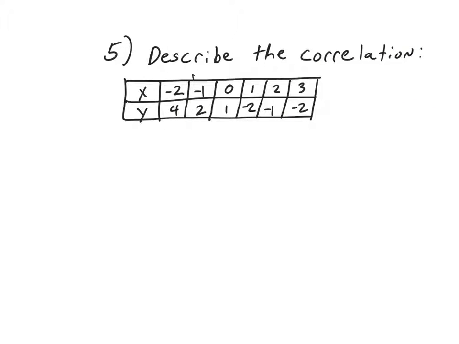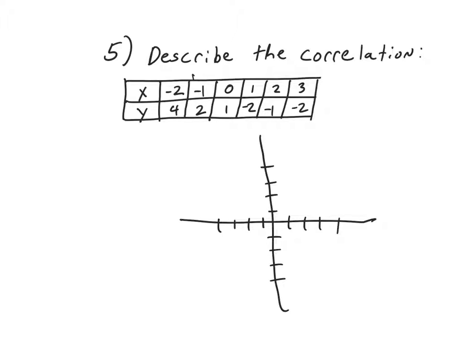On number 5, it says describe the correlation. So we're going to want to graph this. It's a scatter plot, and see what kind of pattern we get. I have negative 2 and 4. I have negative 1 and 2. I have 0 and 1. I have 1 and negative 2. 2 and negative 1. And 3 and negative 2.